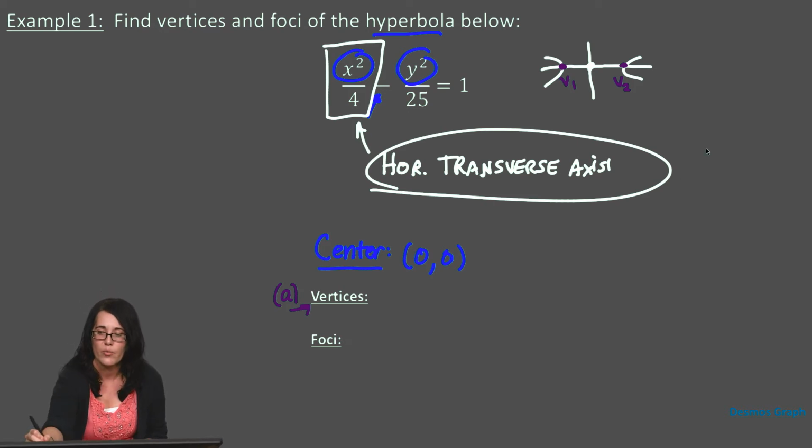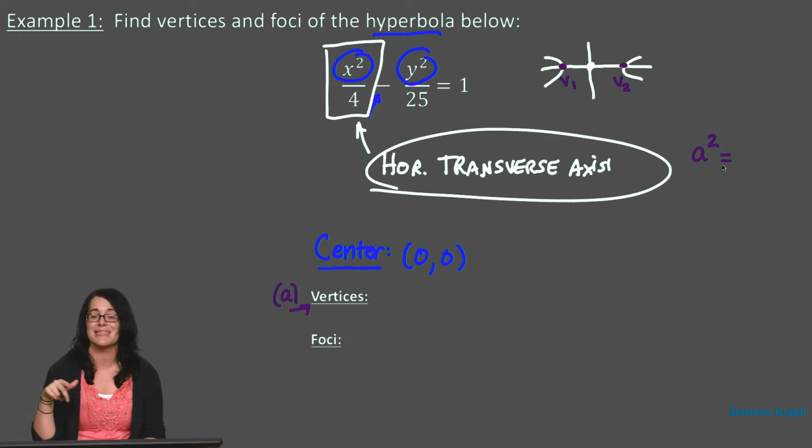But remember, we know A squared is the term under the positive term, not the bigger number. So A squared must be 4, and B squared is the bigger one this time, it's 25. I was jumping ahead of myself with C squared. We'll find C squared in just a moment.